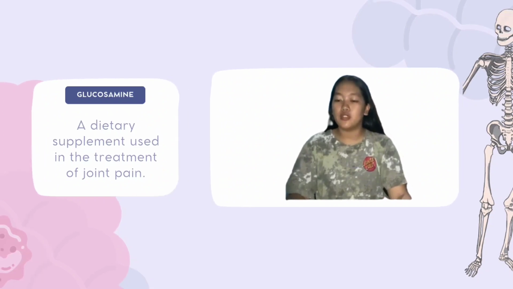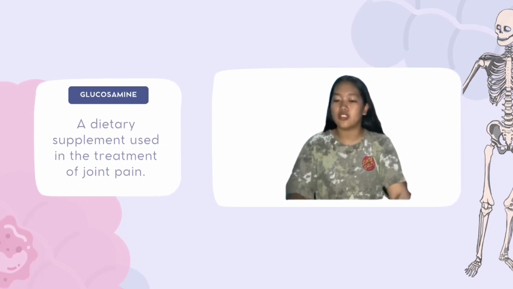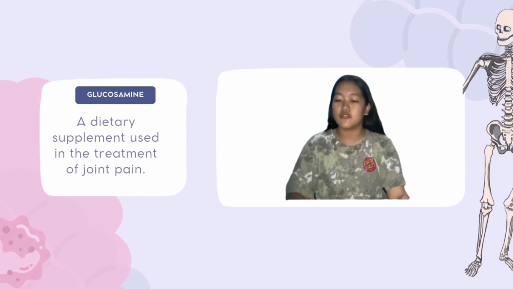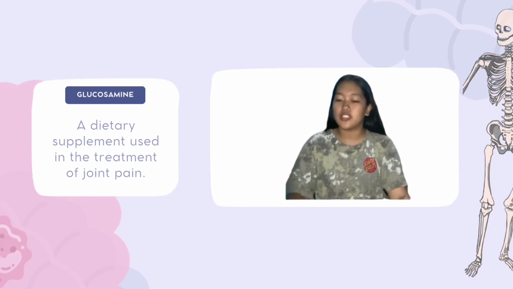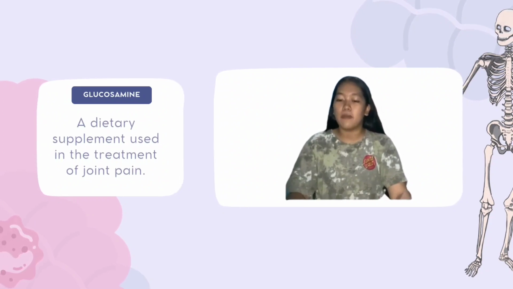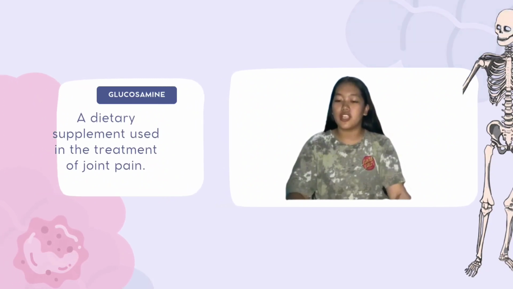People commonly use glucosamine sulfate and glucosamine hydrochloride for osteoarthritis. Glucosamine is also used for joint pain, rheumatoid arthritis, multiple sclerosis, and many other conditions. But there is no good scientific evidence to support this.